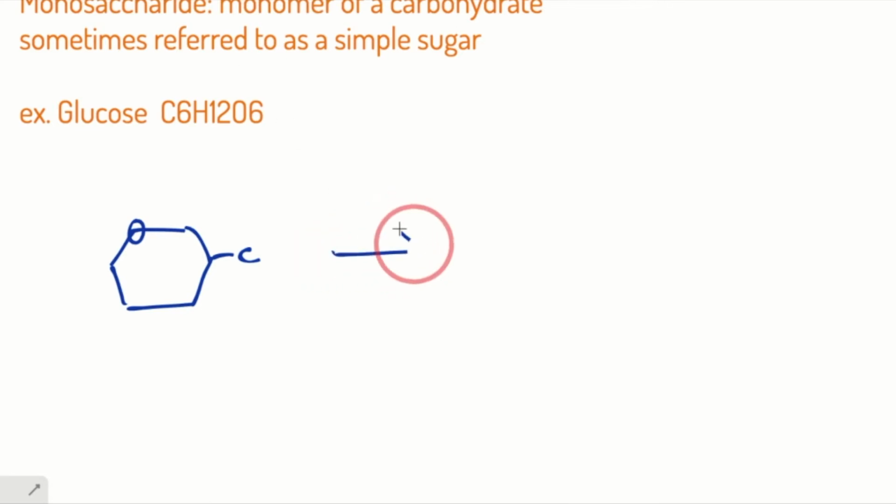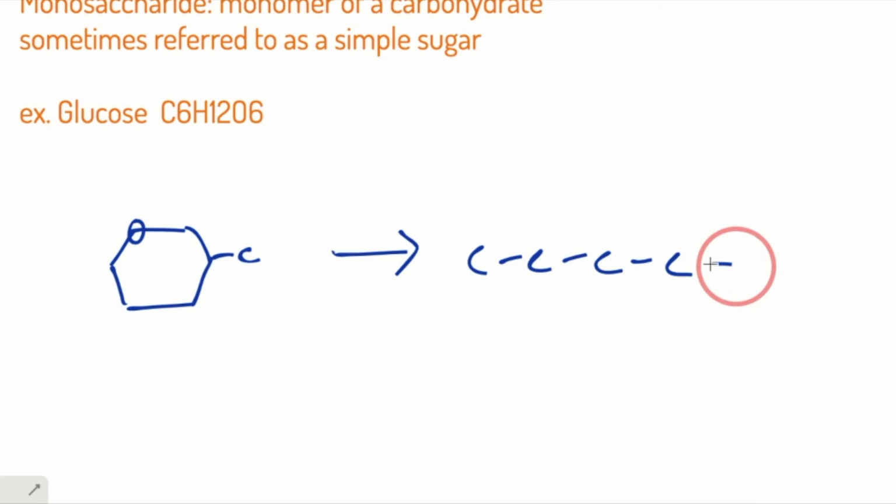Sometimes the glucose molecule will stretch itself out and will go into a linear form like this. 1, 2, 3, 4, 5, 6. So glucose can be found in a ring form, like this molecule here, and sometimes it'll stretch out into a linear form, and then it can go back and forth. Okay? So that's glucose. Another example of a monosaccharide is fructose.